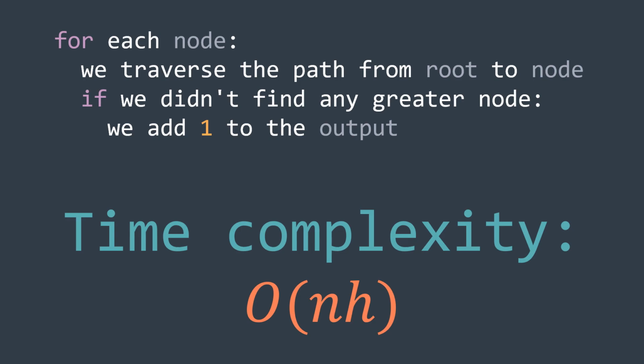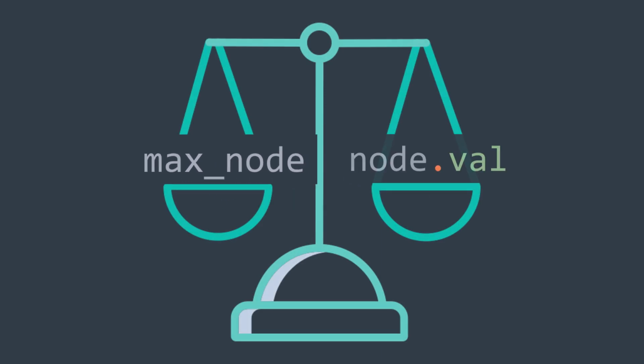In order to optimize this solution, we will use a variable maxNode that will hold the maximum value that we found in the path from the root to the actual node so far. Then by comparing maxNode with the value of the actual node, we can know if it's a good one or not. An example is better to understand.